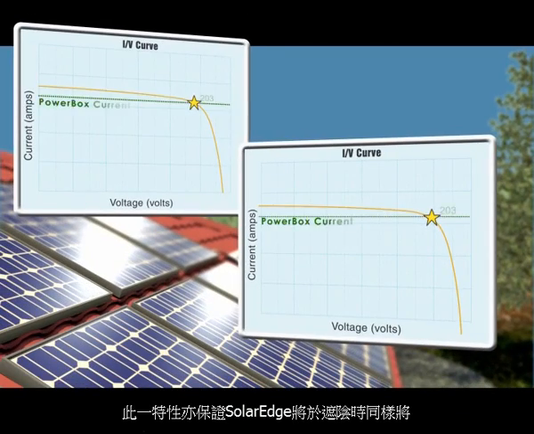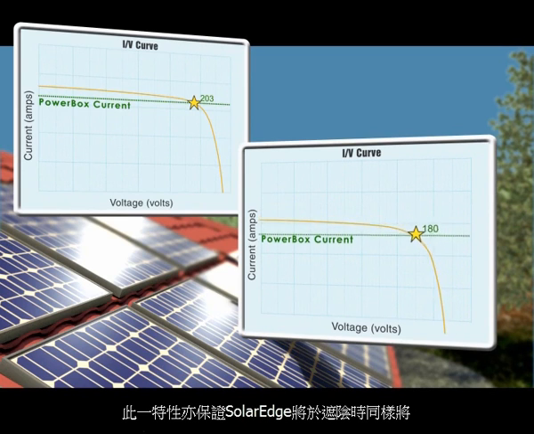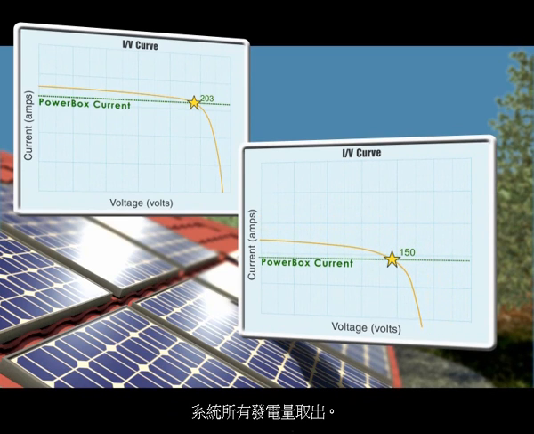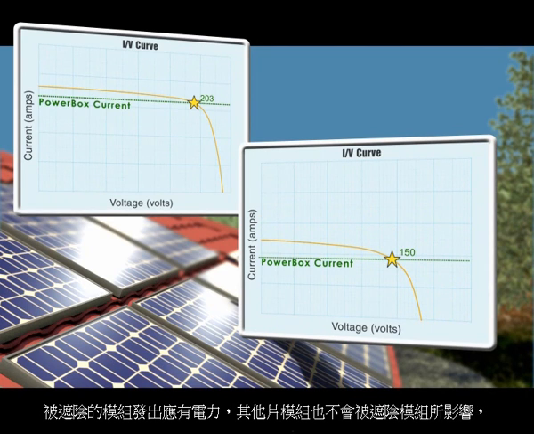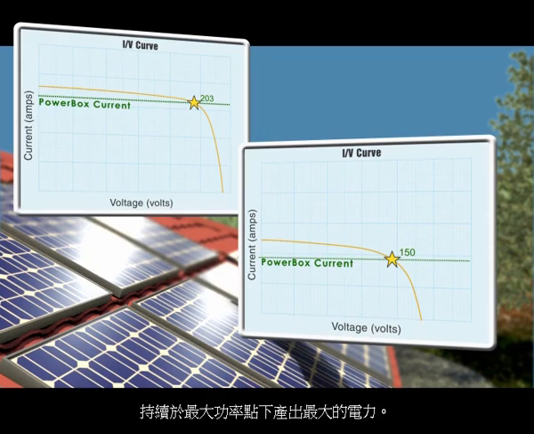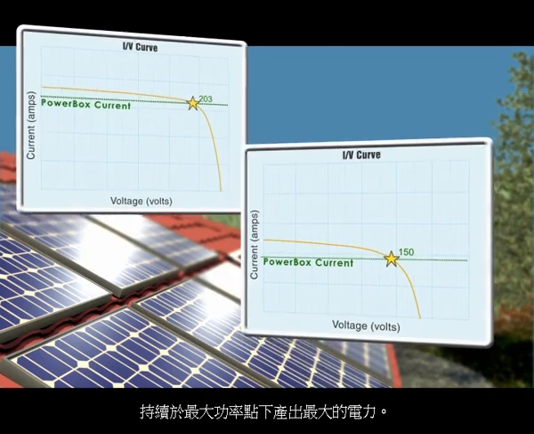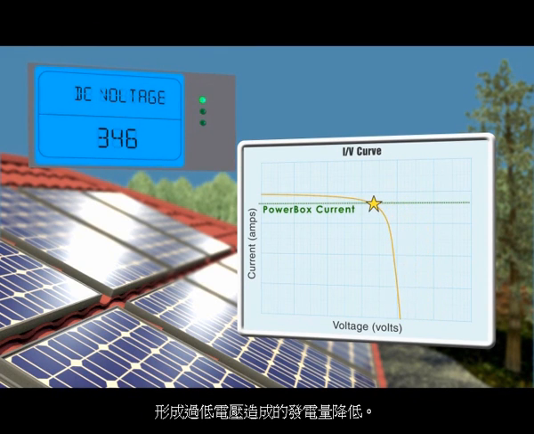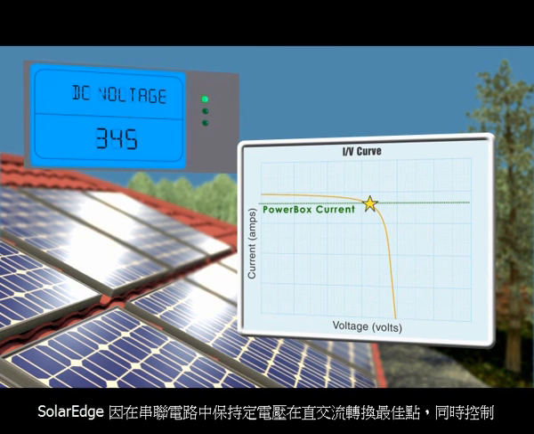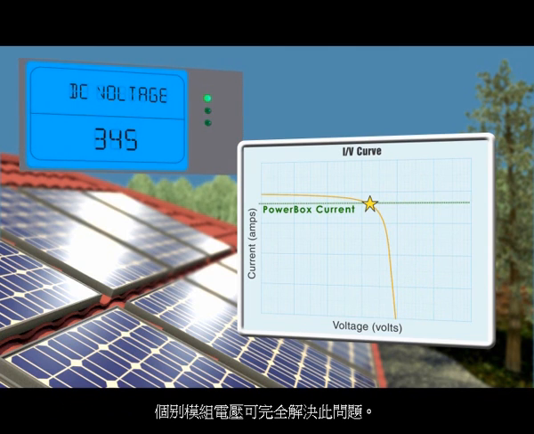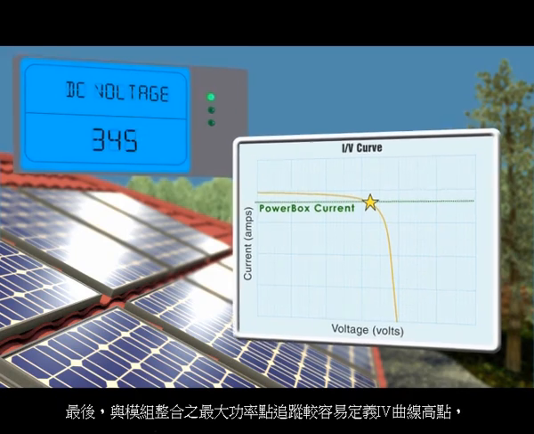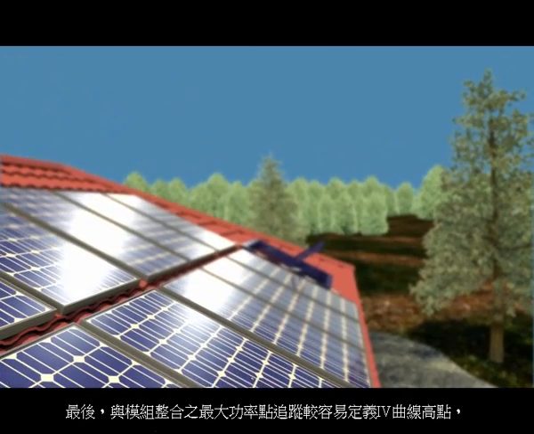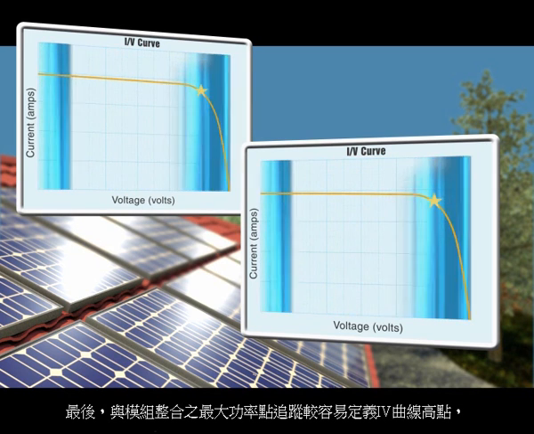This same capability also ensures the SolarEdge system will harvest more power in partial shading situations. The shaded panel produces as much as it can, while other panels in the string are not affected and continue to produce at their maximum peak point. In traditional systems, high temperature or shorter strings may lead to power losses due to string undervoltage. SolarEdge prevents it by maintaining string voltage fixed at the optimal DC to AC conversion point, while independently controlling the panel voltage. Last, panel-level MPP tracking can better identify the global peak of the power curve.